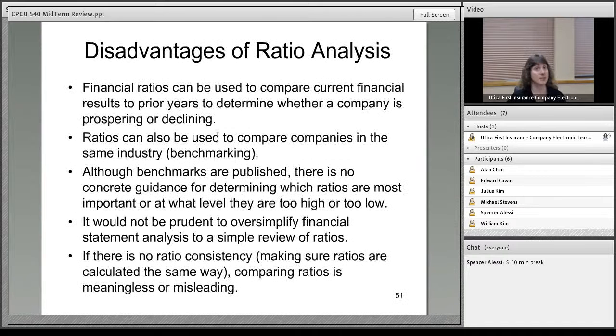And there are some disadvantages, and you have to understand these disadvantages. And not just to memorize them, but to understand them. Financial ratios can be used to compare current financial results to prior years to figure out whether a company is prospering or declining. And they can also be used to compare to company standards using benchmarking. And although benchmarking is published, there is no concrete guidance for determining which ratios are most important, or even what the most important values are, what's too high or what's too low.